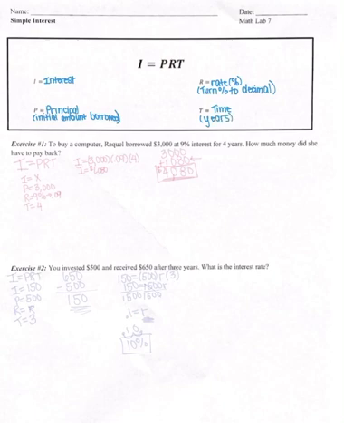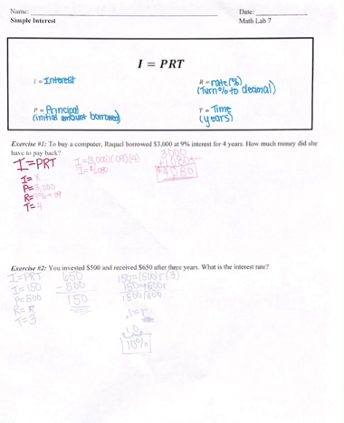So let's look at the first example we are given. To buy a computer, Raquel borrowed $3,000 at a 9% interest rate for 4 years. How much money did she have to pay back? So first things first, let's write out our formula. I equals P times R times T. We're going to put in I equals, P equals, R equals, and T equals at the bottom to figure out what we want to plug in where.